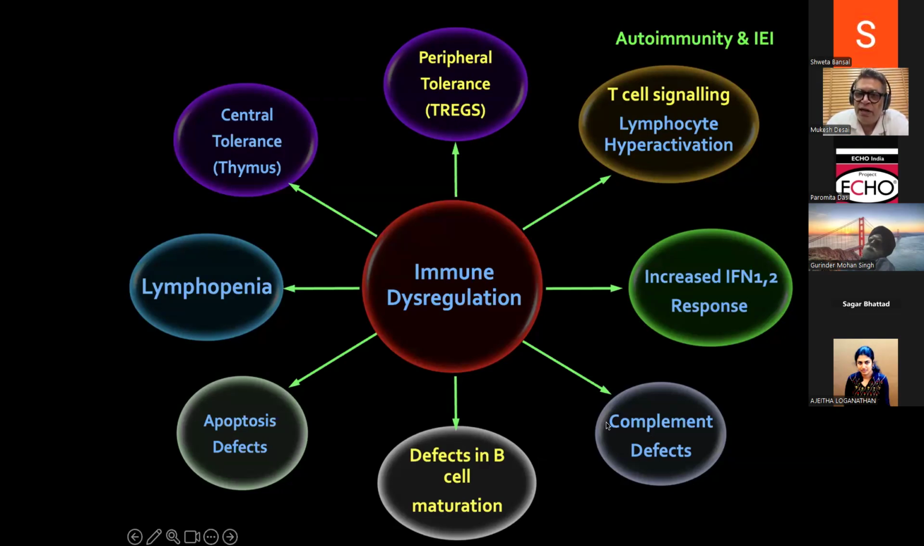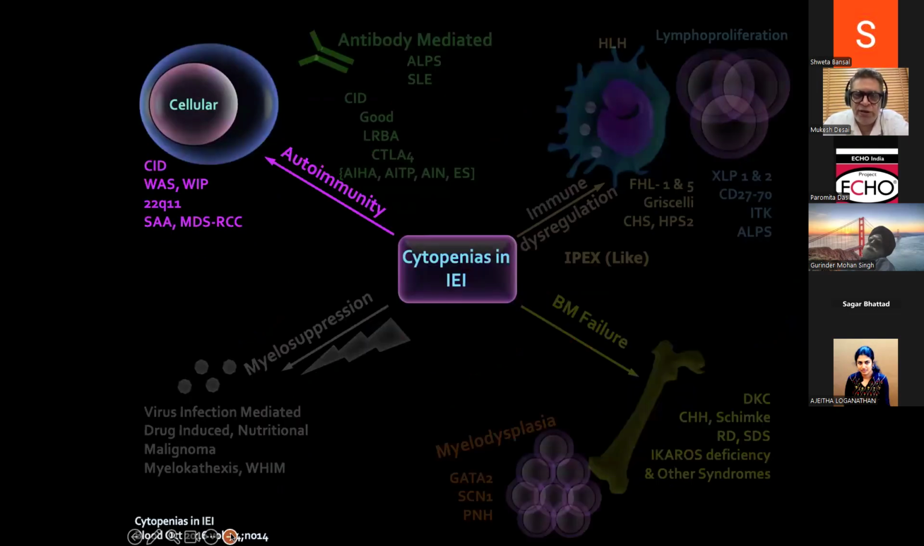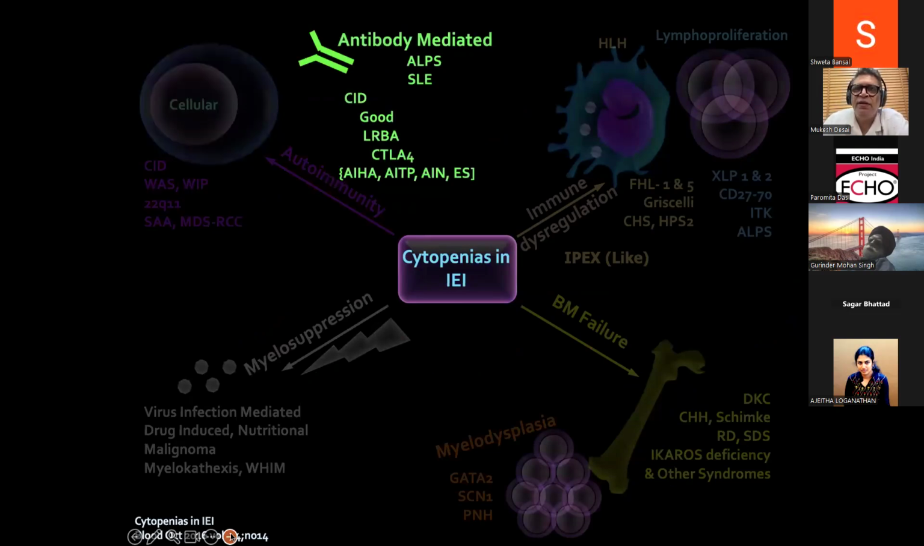With complement defects, a large number of complement defects come to you with lupus-like presentation besides infection. The defects in B cell maturation, we all know about ALPS, apoptosis defects, severe lymphopenia, all of them can cause immune dysregulation and result in autoimmunity, including autoimmune cytopenia. So I'll quickly run you through some of the cellular defects which can cause autoimmunity, like combined immune deficiency, DiGeorge, Wiskott-Aldrich syndrome. Then you have the classical antibody deficiency, of which the classical examples which we found in our cohort were CTLA4, LRBA and STAT1 gain of function.